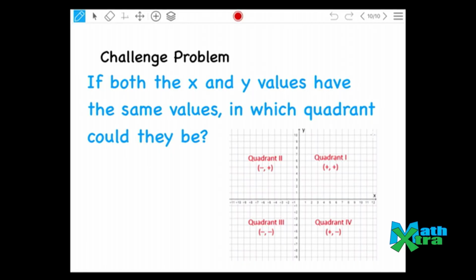Okay, I've got a challenge problem of the week for you people who like a challenge. If both the x and the y values have the same values, in which quadrant could they be? And I actually gave you a little thing to look at. Look at this graph to see if the x and the y values have the same values, which quadrant could they be?